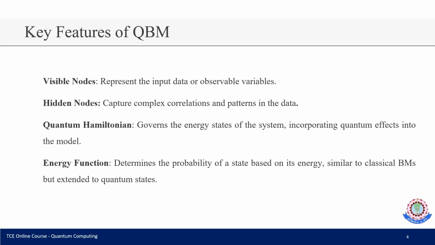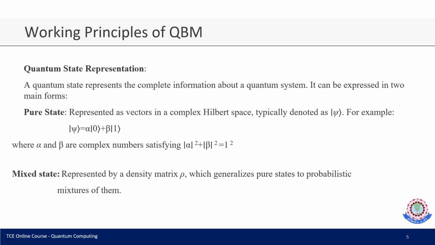Here we have four steps. Initialization: introduce a group of random parameters as a rotating angle theta. State measurement: feed the rotating angle into the quantum circuit, get the corresponding state, then operate a measurement on the state. Then sampling: repeat steps 2 and 3, update the data and get the required output. The energy function determines the probability of the state based on the energy, similar to the classical BM but extended to quantum states.